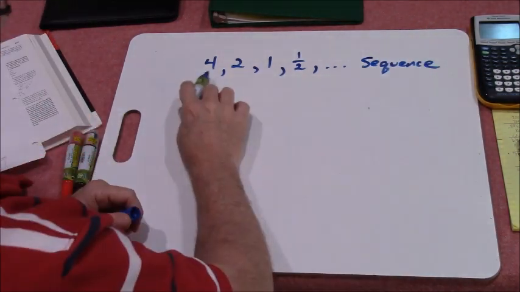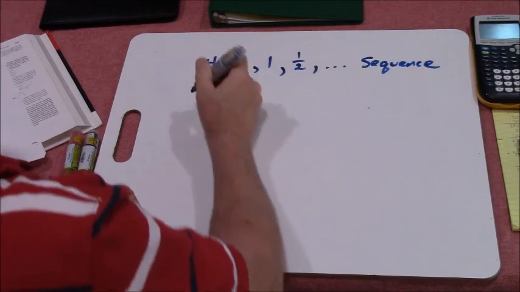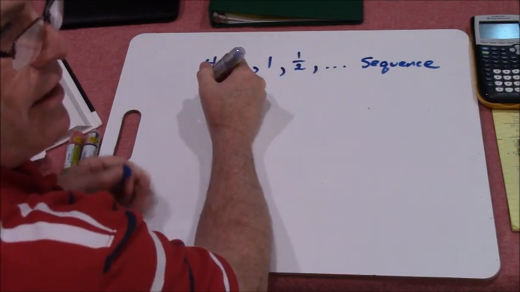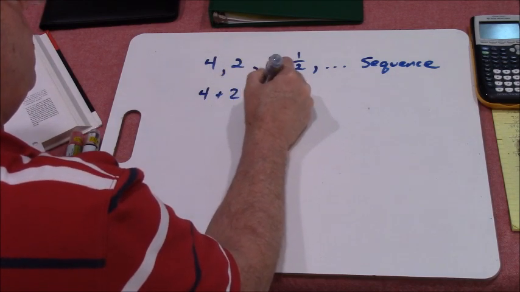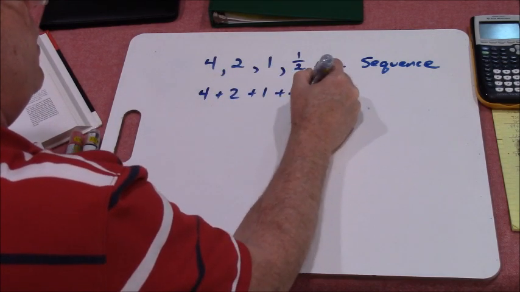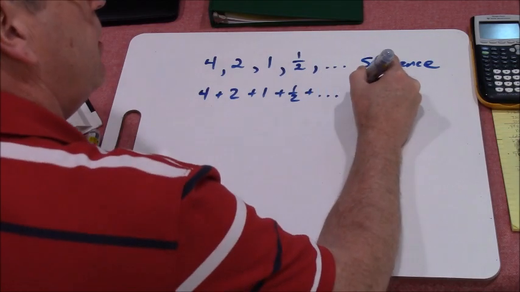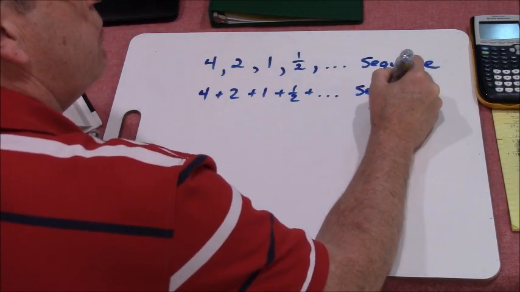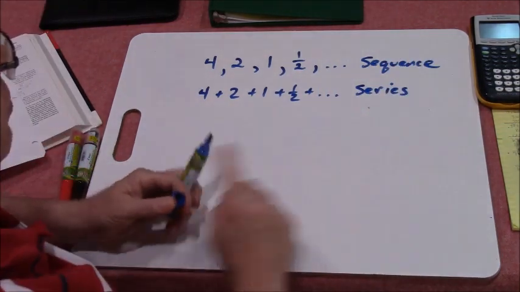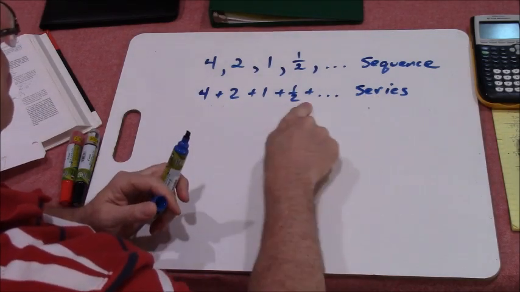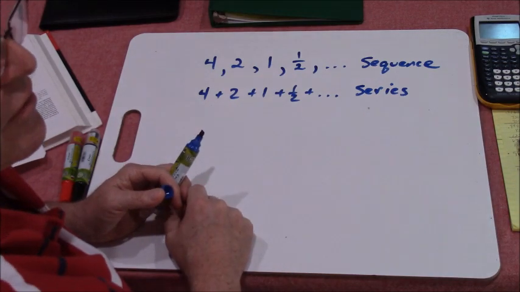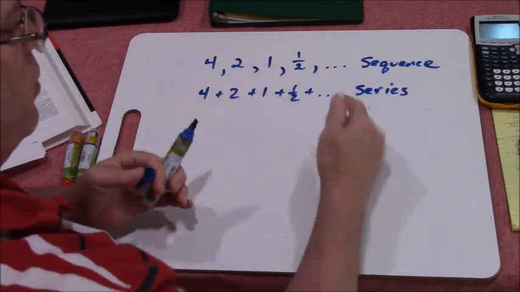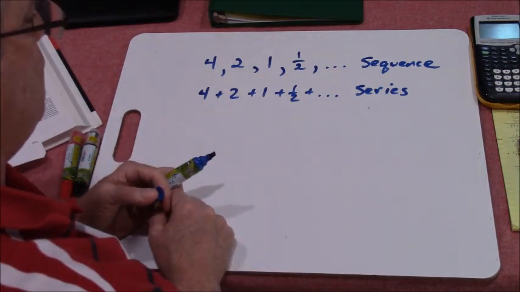A sequence is just a list of numbers. The moment you say, let's add those numbers, 4 plus 2 plus 1 plus 1/2, and we're just going to keep on going, now it's a series. So a series is a bunch of numbers that are being added together. A sequence is just a list of numbers. So as we use these words, we want to make sure we keep those two definitions straight.